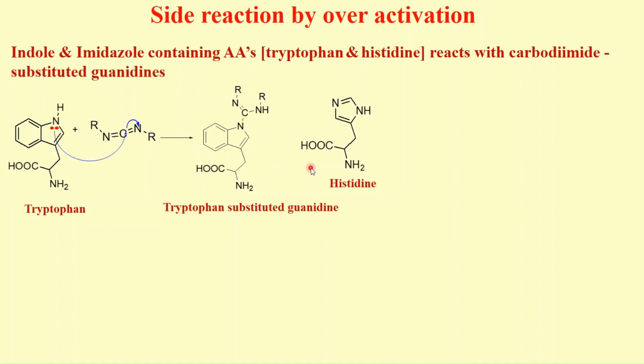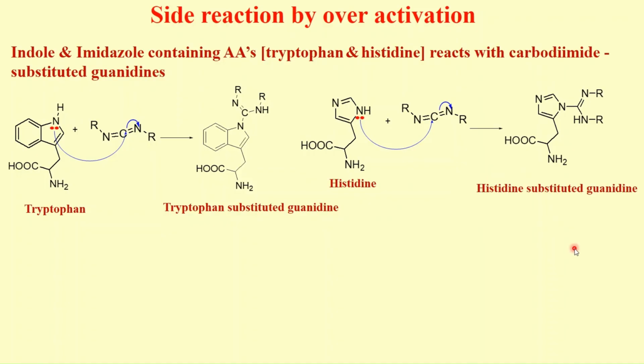Similar to this, histidine, which has a nitrogen with a lone pair of electrons, can react with carbodiimide and it can give rise to guanidine substituted histidine. These are the side reactions. Why is it overactivated? Because there is OH and also NH. Both compete with each other for the common carbodiimide. That's why these byproducts can also occur along with the activated ester of tryptophan or histidine.